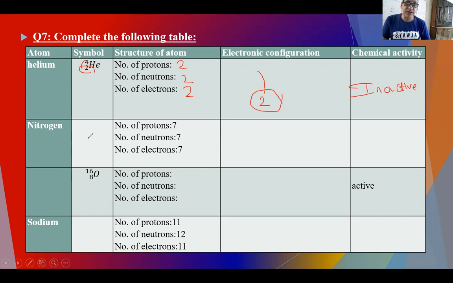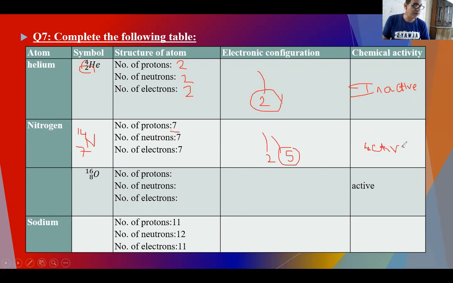Number 2. Nitrogen, the symbol of nitrogen is N. 7 protons means the atomic number is 7. And neutrons plus protons equal the mass number, which is 14. 7, 14. 7 electrons, 2, 5 at the outermost, not completely filled, so it is an active element.